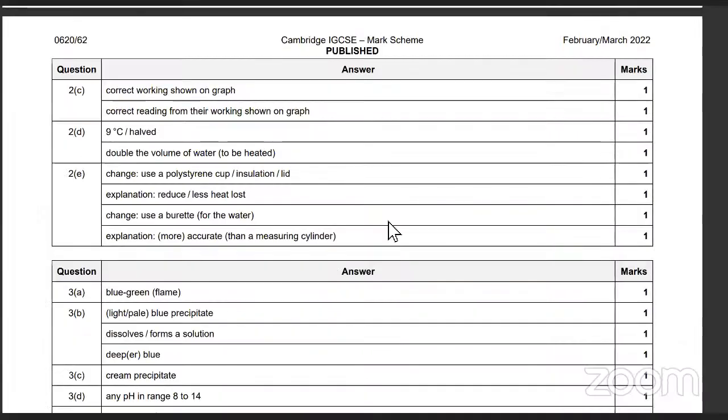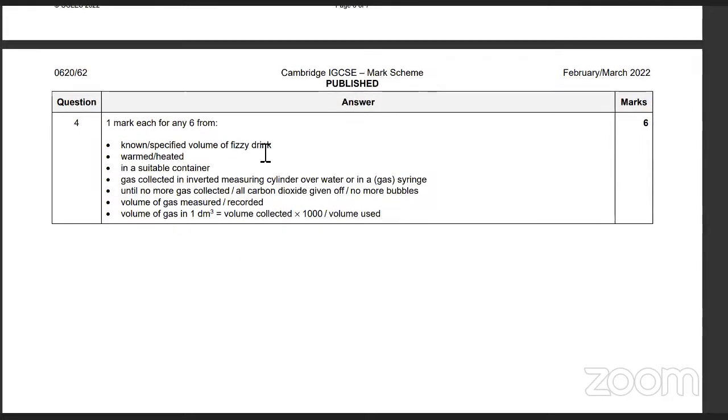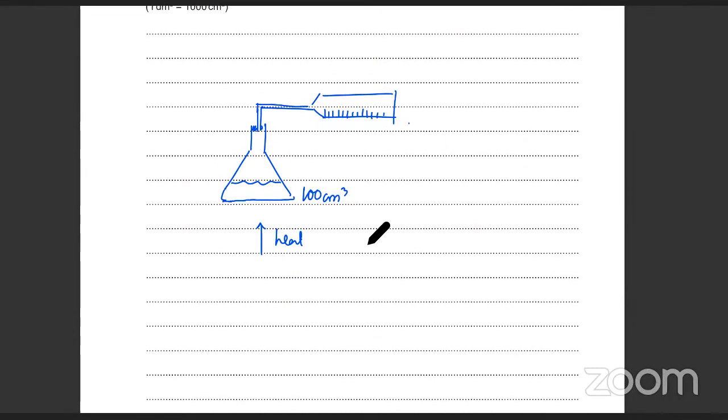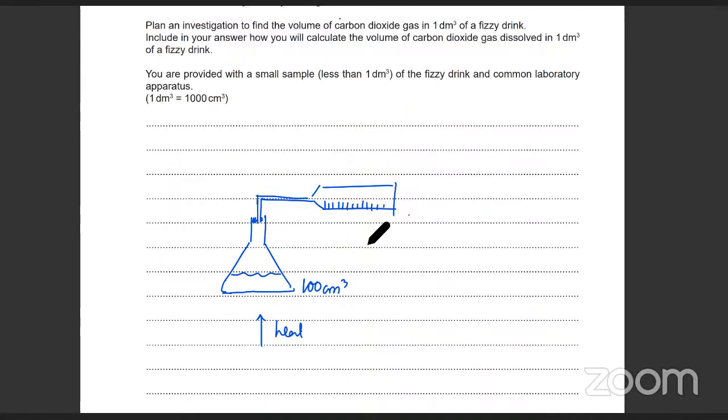Let's see the marks. Specified volume, we did that. Warm heating, we did that. In a suitable container, we took a volumetric flask. Gas syringe, we did that as well. What we didn't do is wait till there are no more bubbles formed. You're going to record the volume of gas and then extrapolate too. As far as apparatus goes, everything was fine, and everything had to be labeled. Okay, this was a gas syringe. This was a conical flask, not a volumetric flask.